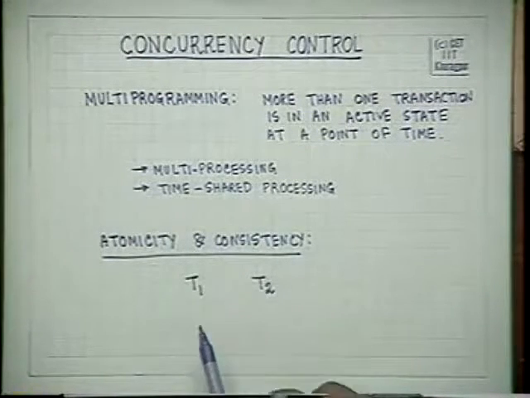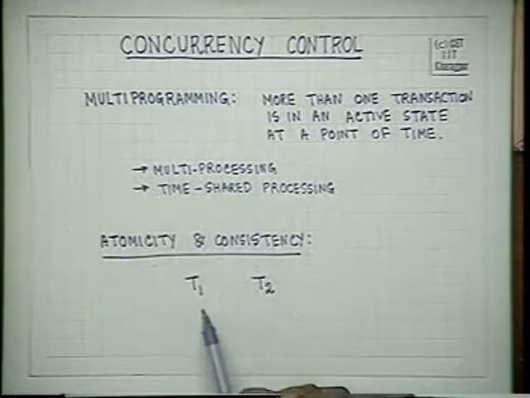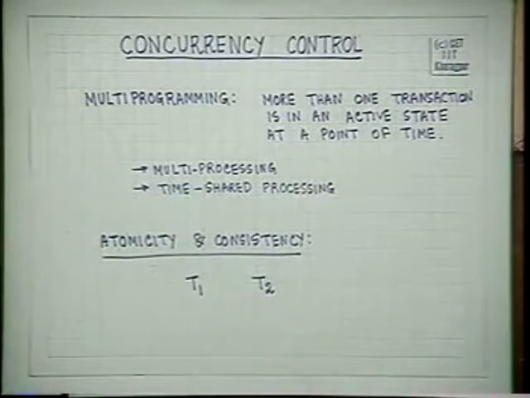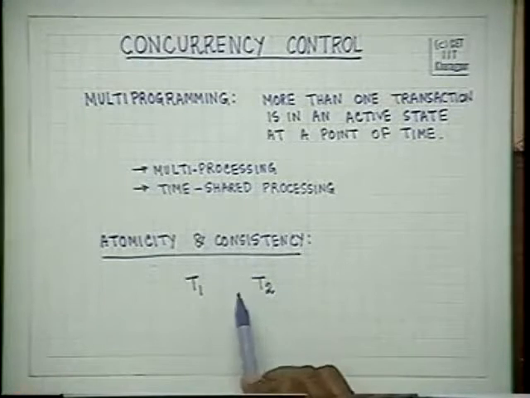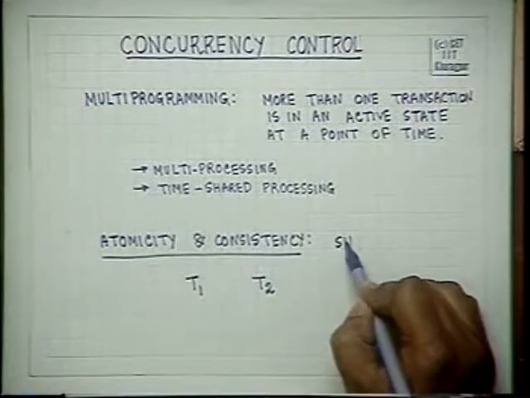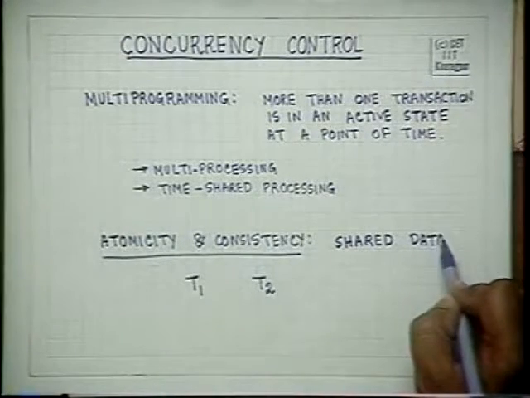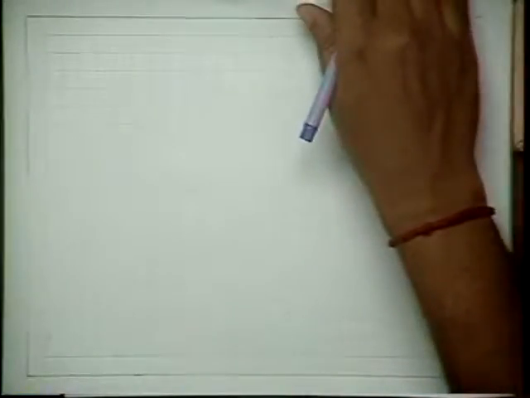The difficulty comes up when T1 and T2 do share some amount of information. And let us see what is the problem when T1 and T2 do share some amount of information. So, the problem of inconsistency may arise only when we have shared data. In order to study atomicity and inconsistency or consistency, we have to see what is meant by concurrent execution of more than one transaction.